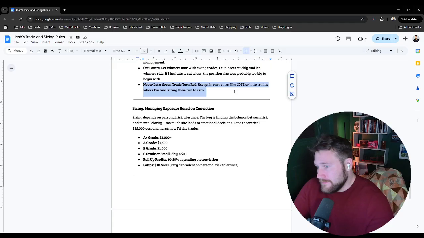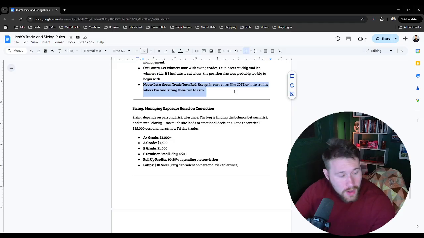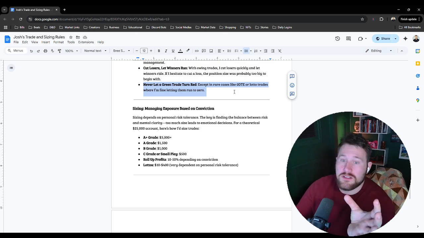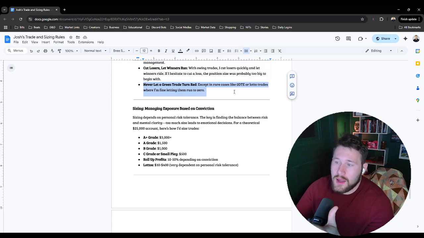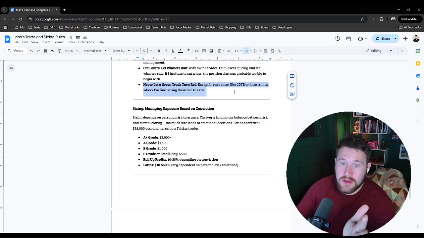Okay, sizing. I get so many questions on sizing. And the reason I get so many questions is because I am very rarely going to ever tell any individual person exactly how to size their account. Because risk management is kind of like a right and wrong, right? But risk tolerance is totally a spectrum.